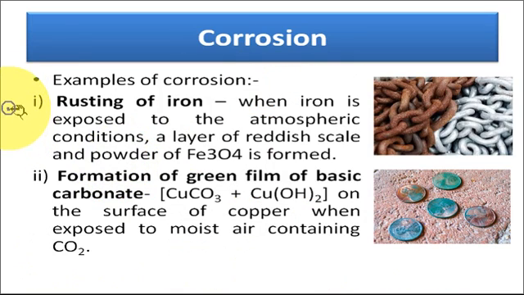Now, what are the examples of corrosion? In our daily life, the rusting of iron is a very common example of corrosion. When iron is exposed to atmospheric conditions, a layer of reddish brown iron oxide is formed at its surface. This is a very good example of the corrosion of iron. Similarly, corrosion of copper. On the copper metallic structure, a green colored layer is formed. What is this green colored layer? This green color is the basic carbonate layer. This is the example of the corrosion of the copper metal surface.